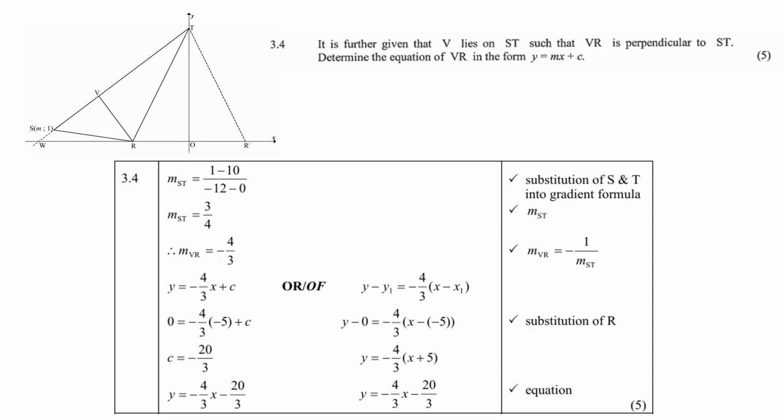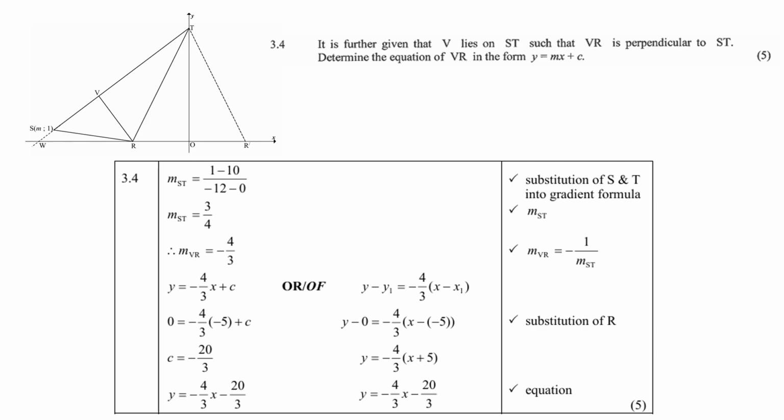Question 3.4. It is further given that V lies on ST such that VR is perpendicular to ST. Determine the equation of VR in the form y equals mx plus c. Now remember, the minute lines are perpendicular, what must you remember? Yes, you must remember that the product of their gradients equals negative 1. So we're going to make use of that.